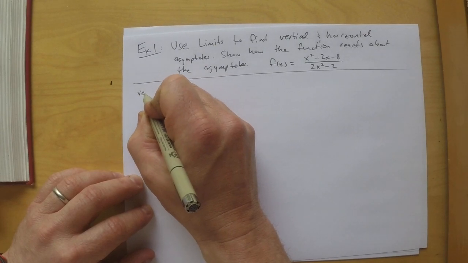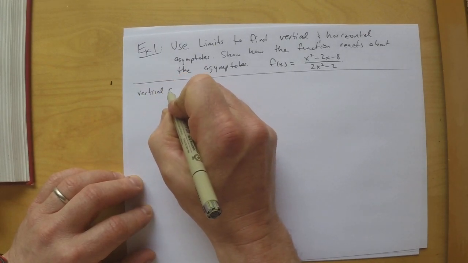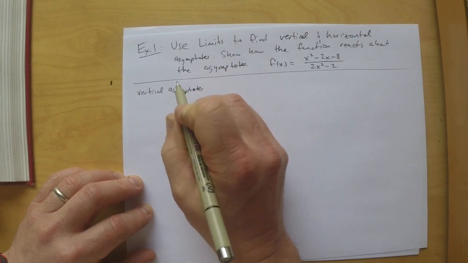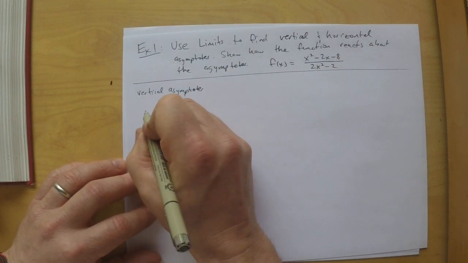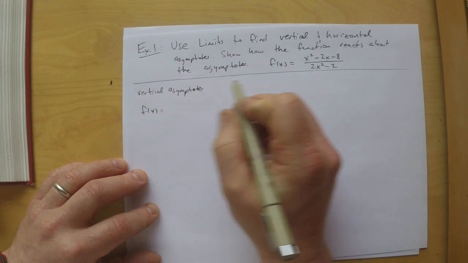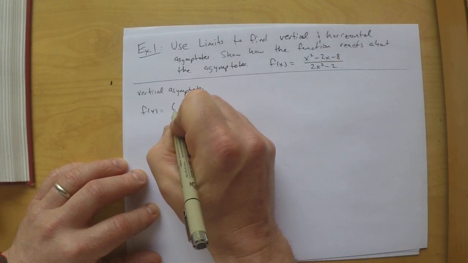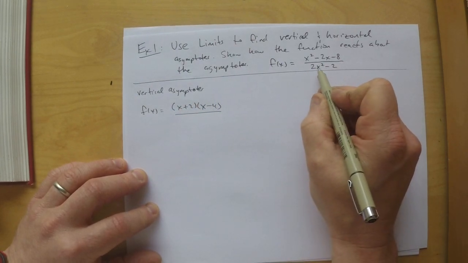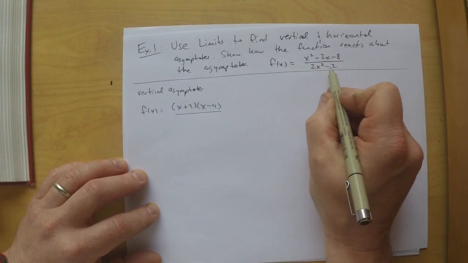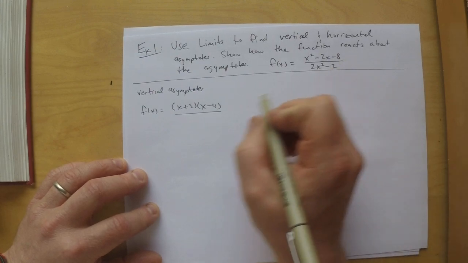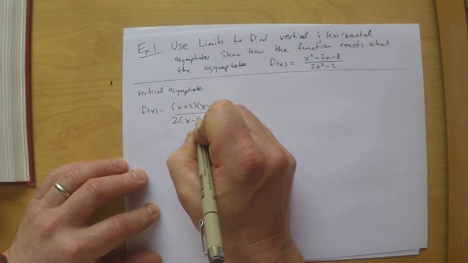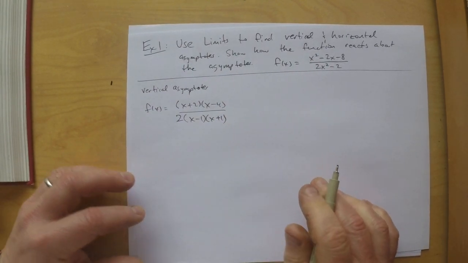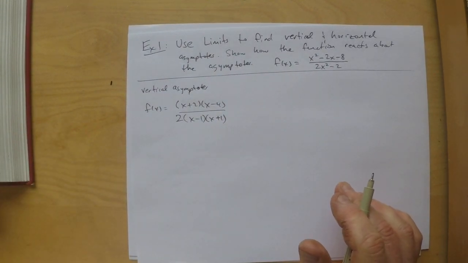So vertical asymptotes, I know right away what I'd be doing to this. I'd be factoring the heck out of it. So I would take this, factor the numerator, and upon factoring that I get x plus 2 and x minus 4. My denominator, I would factor out a 2 and get x squared minus 1, a difference of squares. So I'd get 2, x minus 1, x plus 1. So just make sure you're able to do that mathematics, which I know you can.